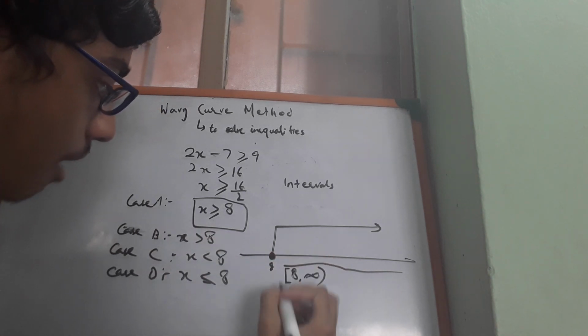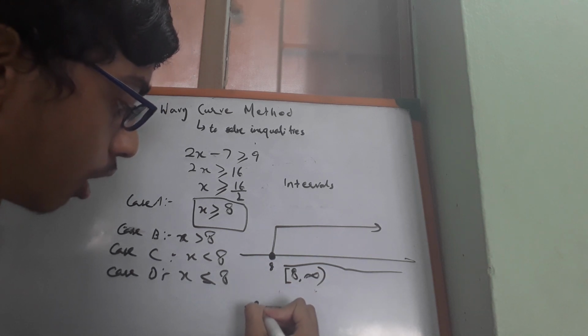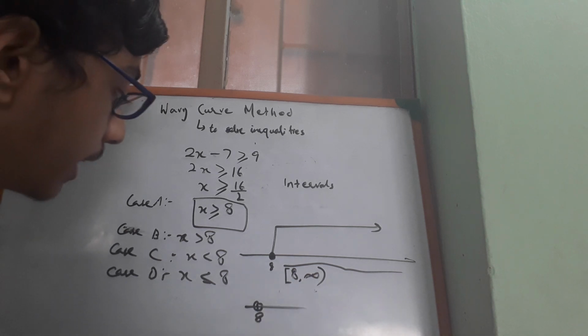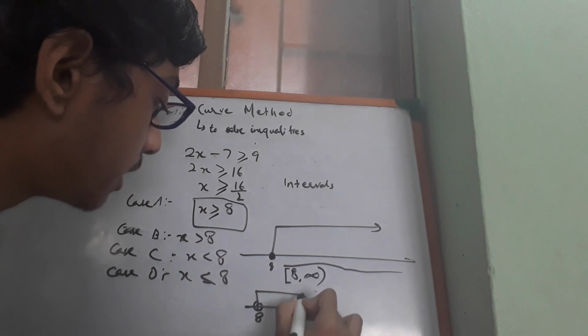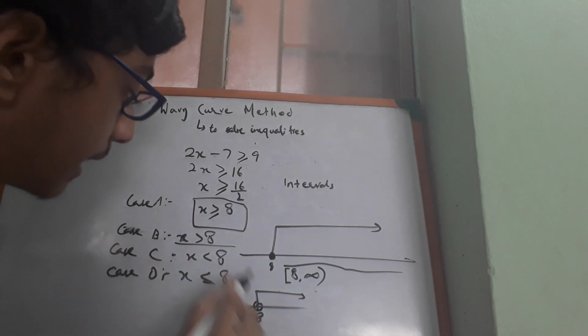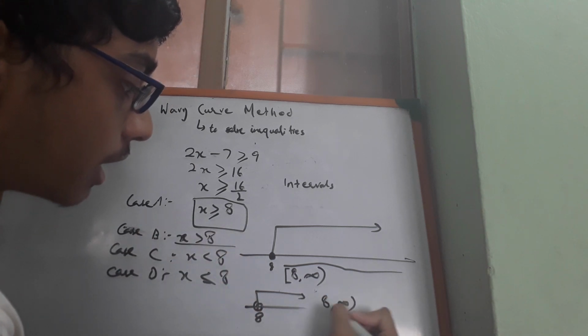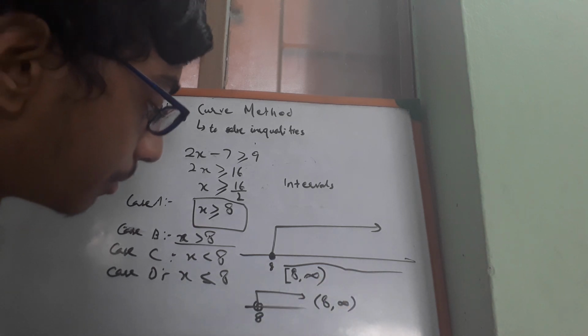For case B, say this is our number line, this is 8. Here we draw a hollow circle, not filled in. A hollow circle indicates we should not include the value of 8, but all other numbers greater than 8 should be included, because in this case x is just greater than 8. So x equal to 8 will not satisfy this inequality. And in this case we just write from 8 to infinity, but we put a curved bracket before 8, that means 8 should not be included.